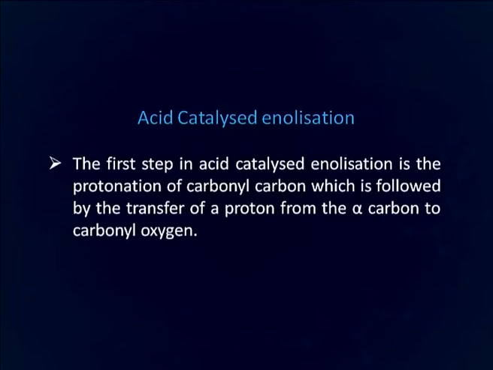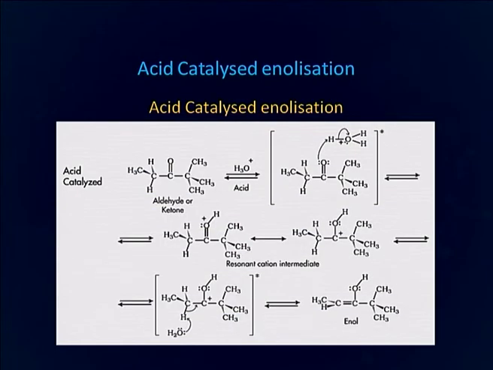To discuss this acid catalyzed enolization, we see that the first step in acid catalyzed enolization is the protonation of carbonyl oxygen, which is followed by transfer of a proton from the alpha carbon. You can see here in this figure, in the first step there is protonation of this carbonyl group, and in the last step a proton from carbon is transferred so that there is formation of this enolic form.